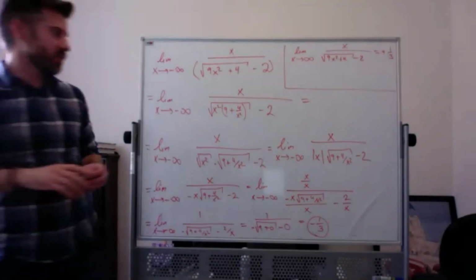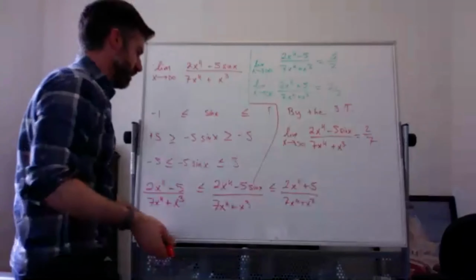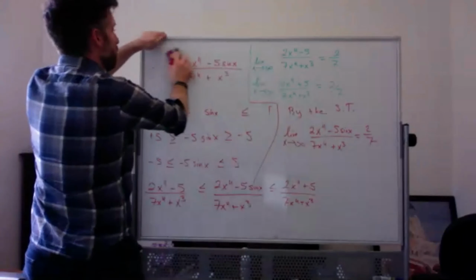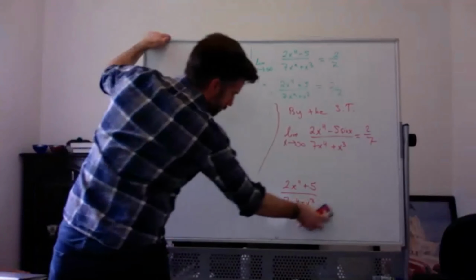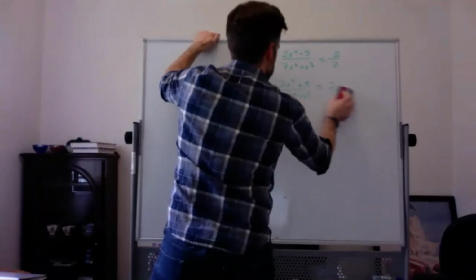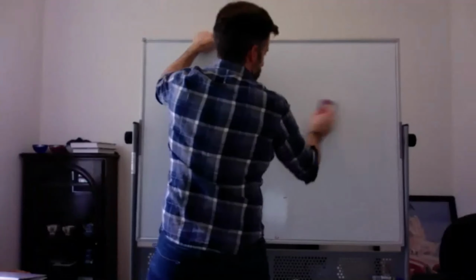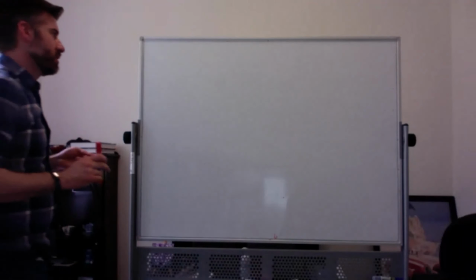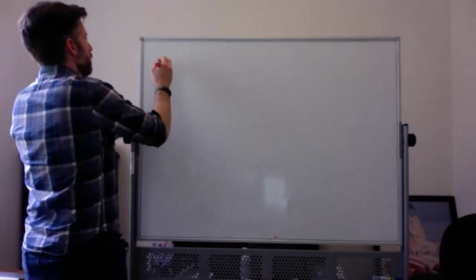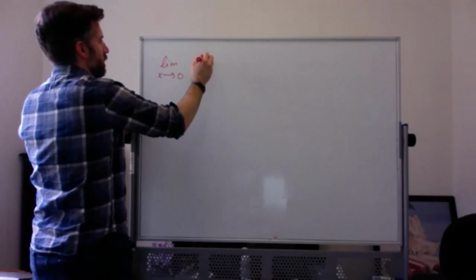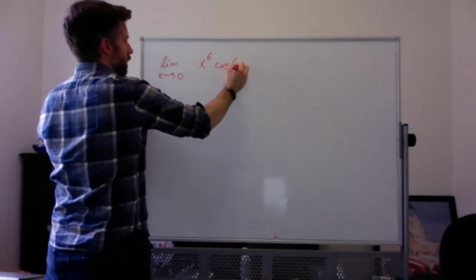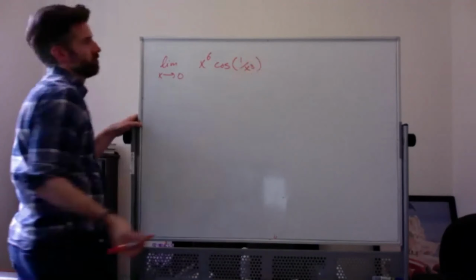Okay, someone asked for another squeeze theorem question, and I think after that we should maybe start talking about limits and continuity. So the other type of squeeze theorem isn't a limit to infinity. Usually it's a limit approaching 0. So something like the limit as x approaches 0 of x to the 6th times cosine of 1 over x cubed.